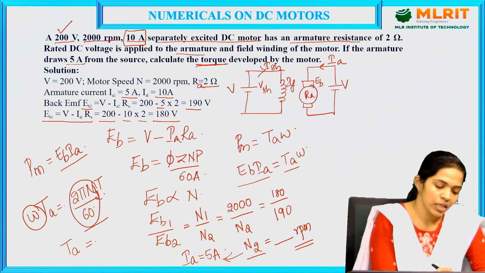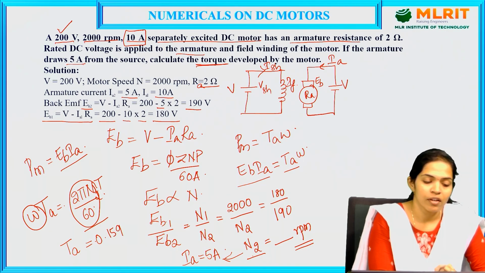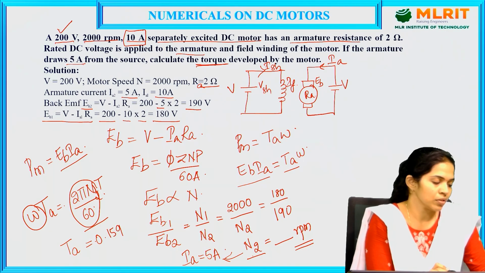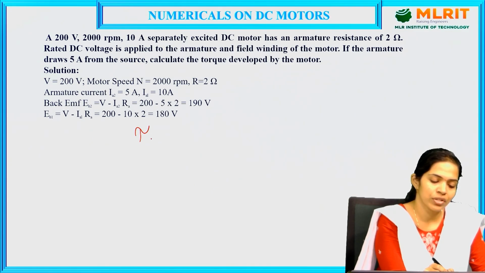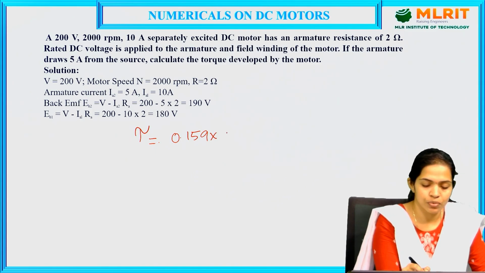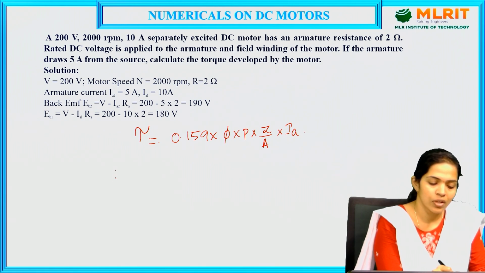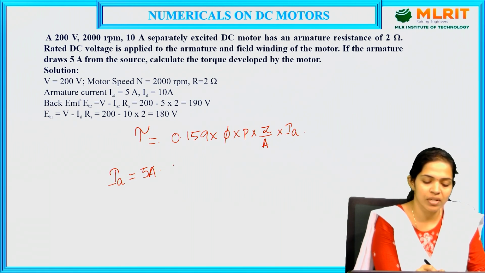So now he is asking us to calculate the torque when the armature is drawing 5 amperes of current. So we have the equation for torque as 0.159 into flux into P into Z by A into IA. We know that the current drawn by the armature is 5 amperes.